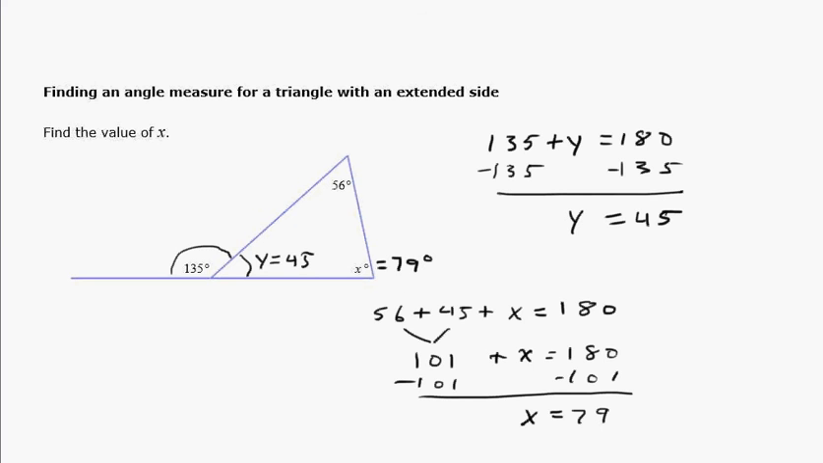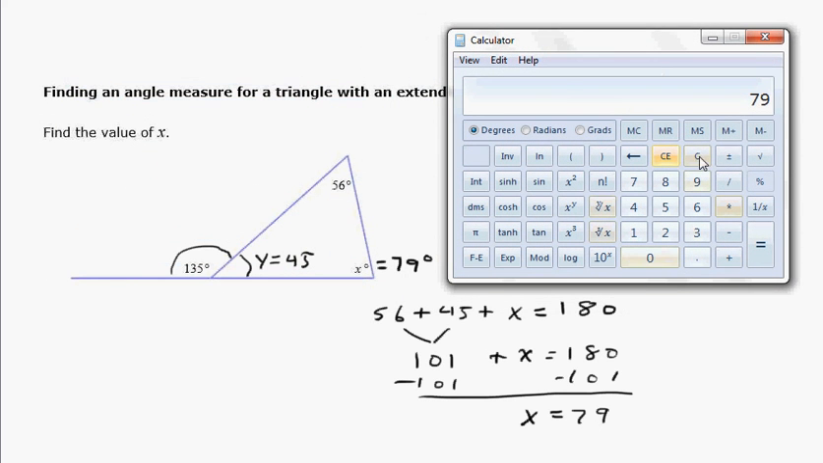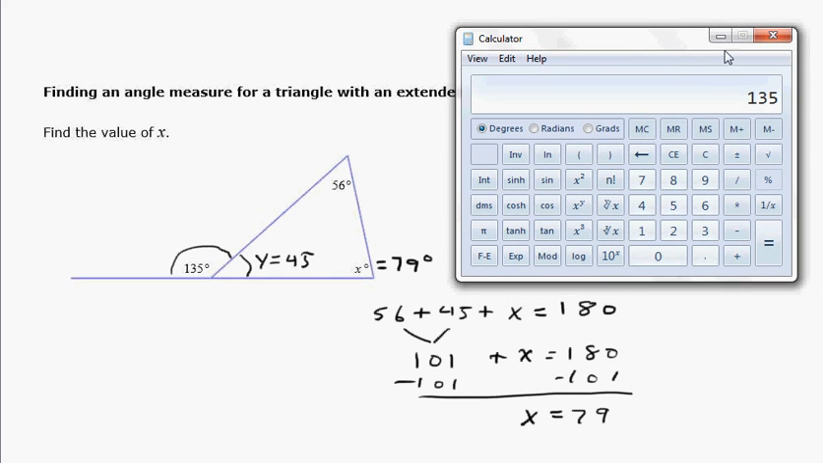So let's just check real quick. Clear. 79 plus 56 plus 45 equals 180. Okay, so the check isn't important, but also 180 take away 45 equals 135. So everything checks out. You don't have to do the check, but if you're taking a test and you want to get everything right, it doesn't hurt.